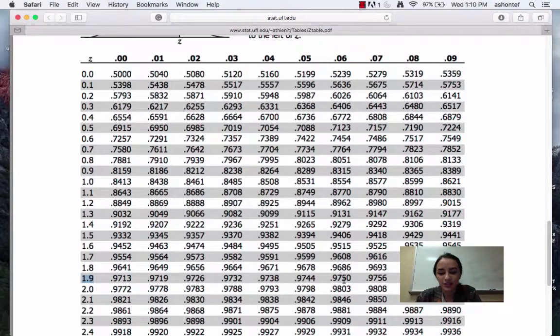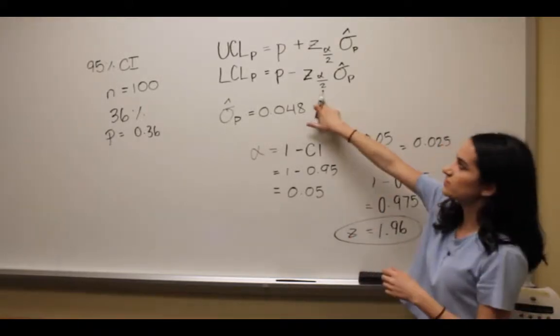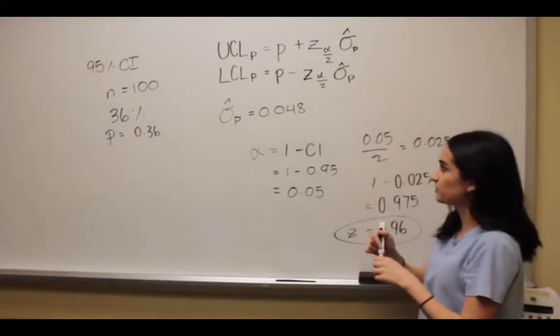Then you go up to the column that it lies in, and you get this 0.06. So the Z value would be 1.96, because you just add this decimal onto the end of it. So this is the value that we're going to use for both of these formulas.